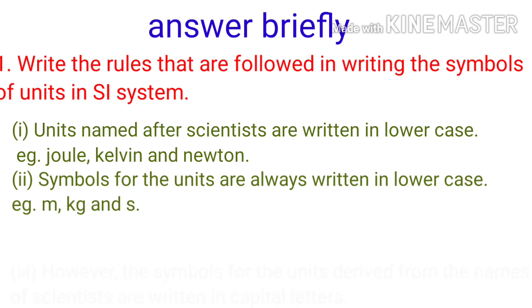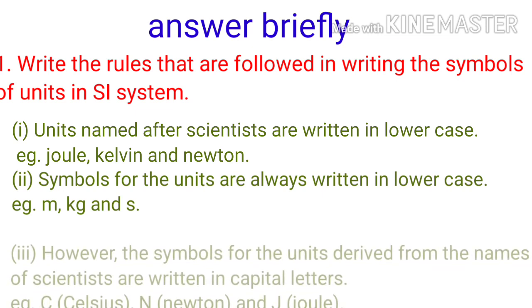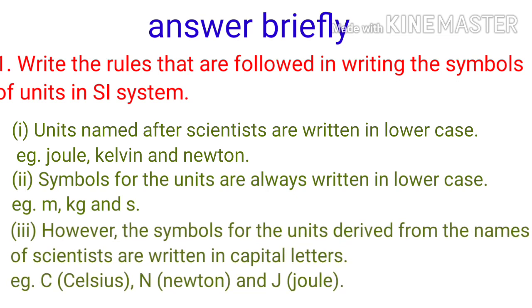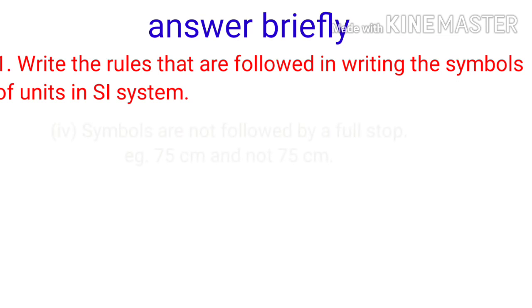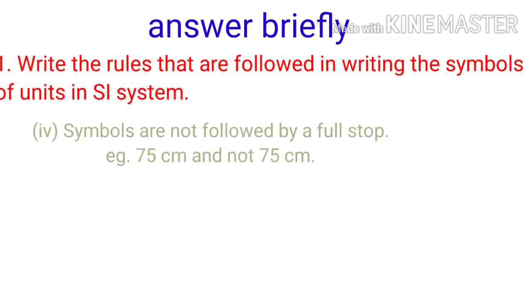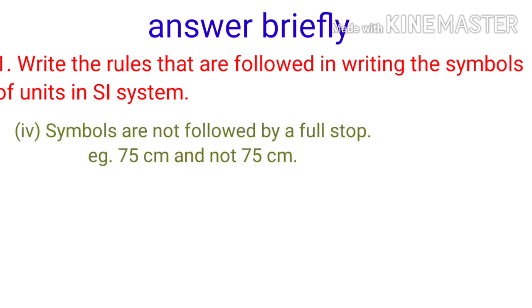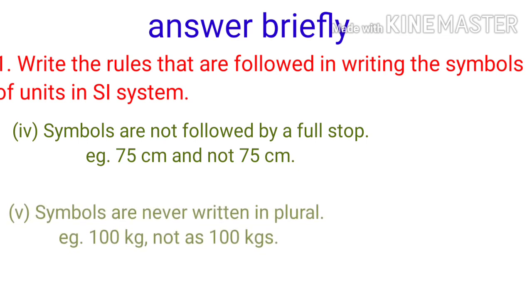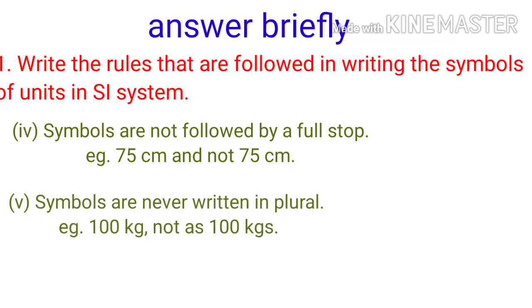Third point, however, the symbols for the units derived from the names of scientists are written in capital letters. Example, capital C for Celsius, capital N for Newton and capital J for Joule. Fourth point, symbols are not followed by a full stop. Example, 75 cm and not 75 cm dot. Fifth point, symbols are never written in plural. Example, 100 kg, not as 100 kgs.